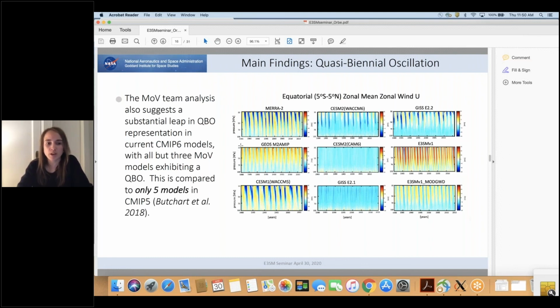What you can see right here is shown in these pressure-time plots of the equatorial zonal winds, both for MERRA-2 and then for all of the MOV models that we considered here. You can see that with the exception of 2 models, CSM2, which is again the low top version of that, and the low top version of the GISS model E, for which we would not necessarily expect to get the resolved waves that would force the QBO, we do see this substantial improvement in the QBO for the other models.